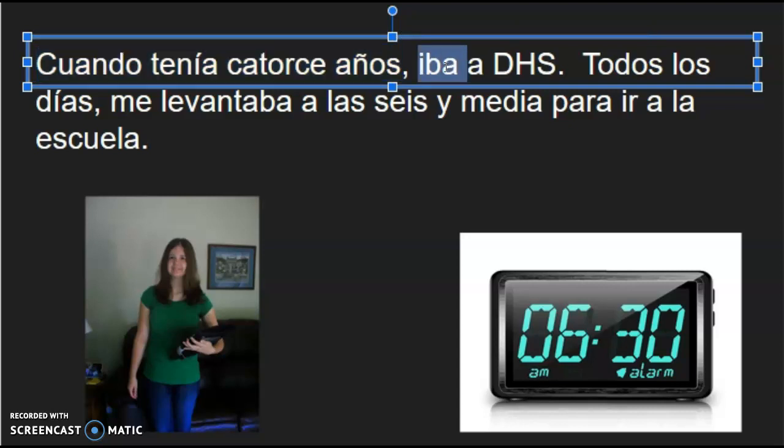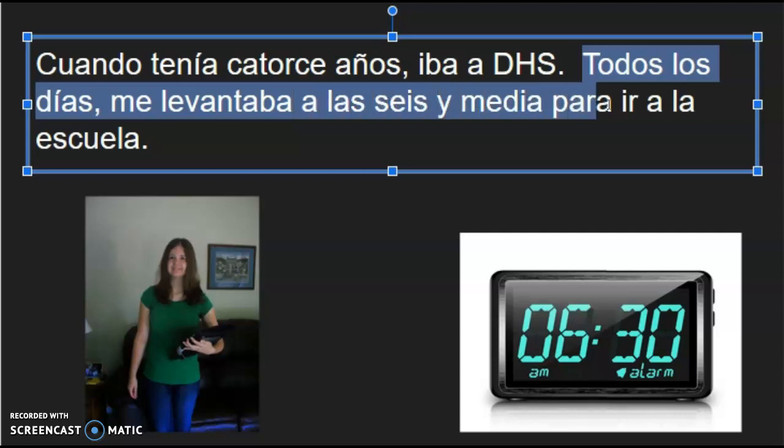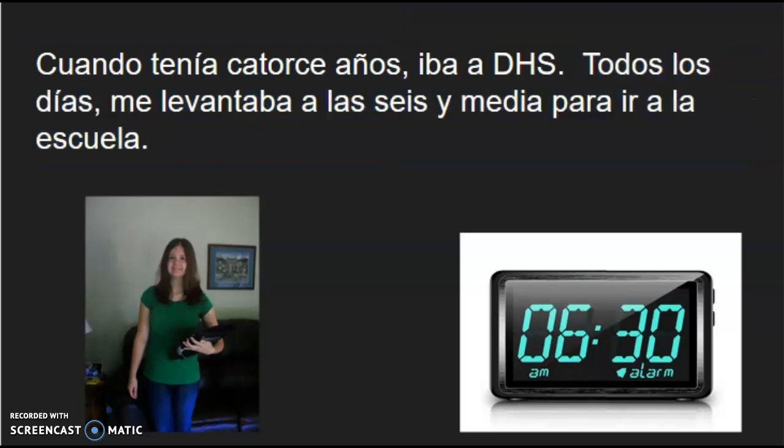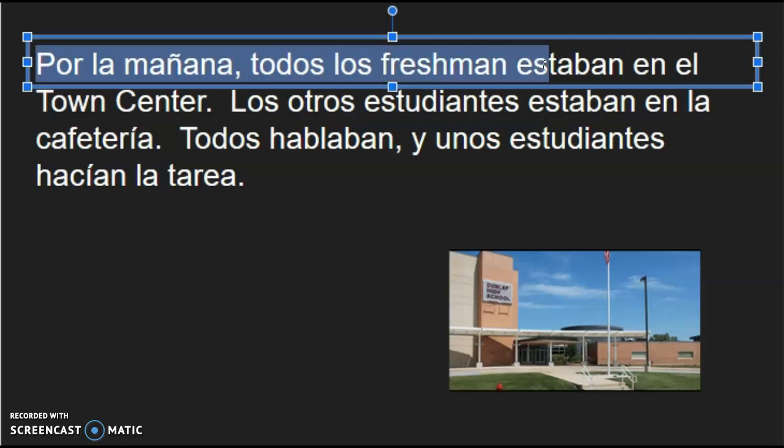Iba a DHS. So many days I went to DHS. So routine action. Todos los días. So every day, me levantaba a las 6:30 para ir a la escuela. So many days, I don't know how many days, I got up at 6:30 to go to school. Por la mañana, todos los freshmen estaban en el town center. The school was way smaller then, so we all fit in there in the morning. So I don't know how many mornings I went to the town center as a freshman, but I did.